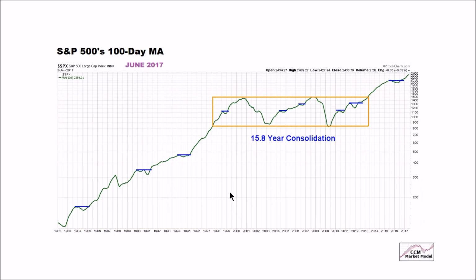We've also shown on numerous occasions that there was a similar look looking at the S&P 500's simple 100-day moving average here. Here's 1994, 1995, consolidation, bullish breakout. After that, good things happened for a really long period of time.